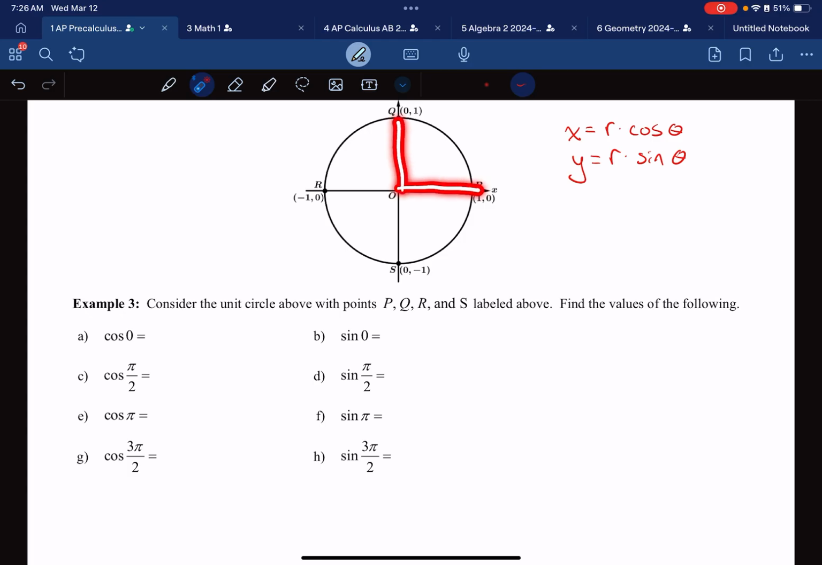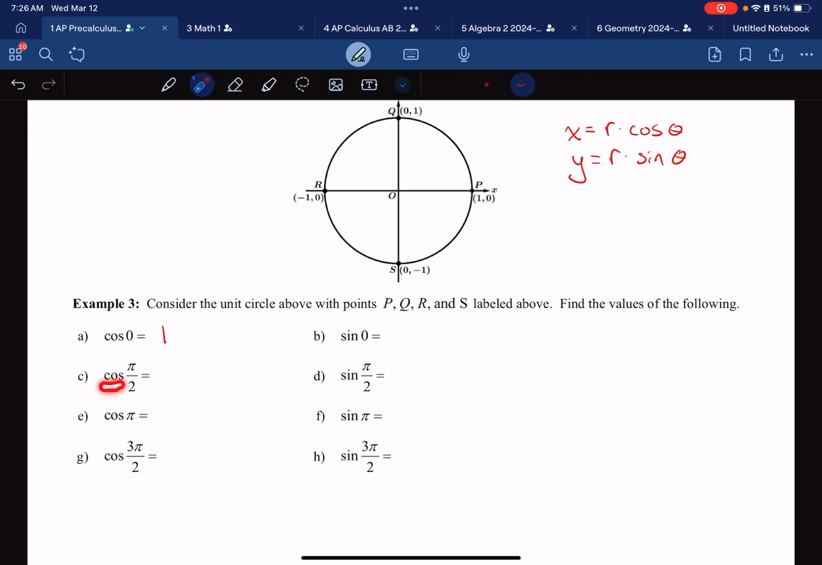Remember, this is a 90-degree angle, this is a 45-degree angle, and this right here, I'm trying to draw the line on top of itself. This line right here is a 0, technically radian angle, not degree. And a 0 radian angle goes through point P, and it's talking about the x coordinate. The x coordinate of point P is just 1.